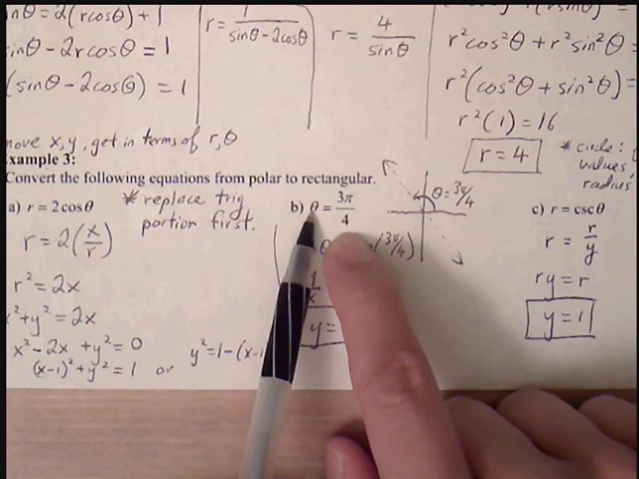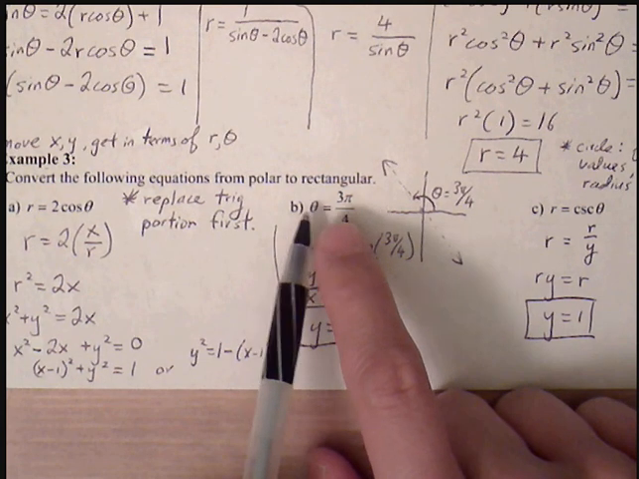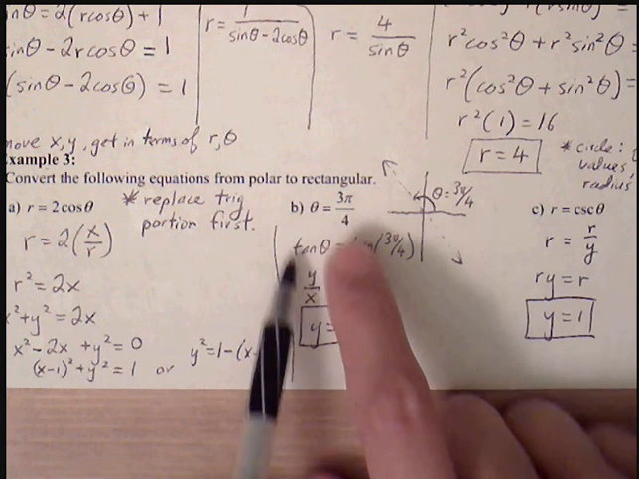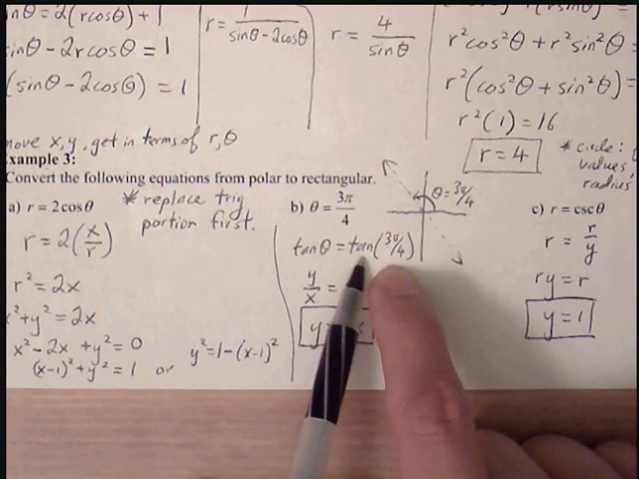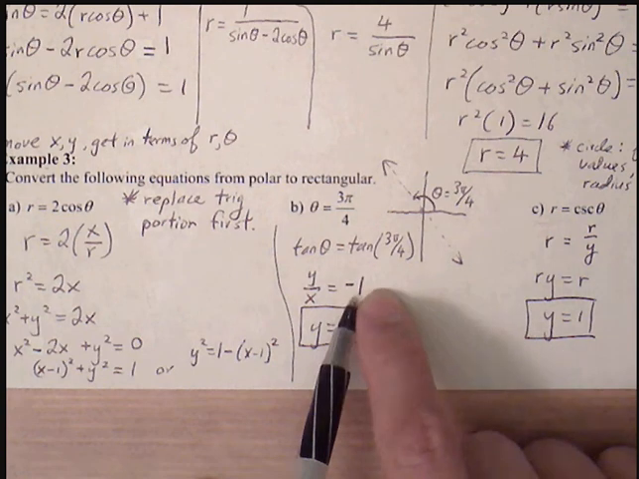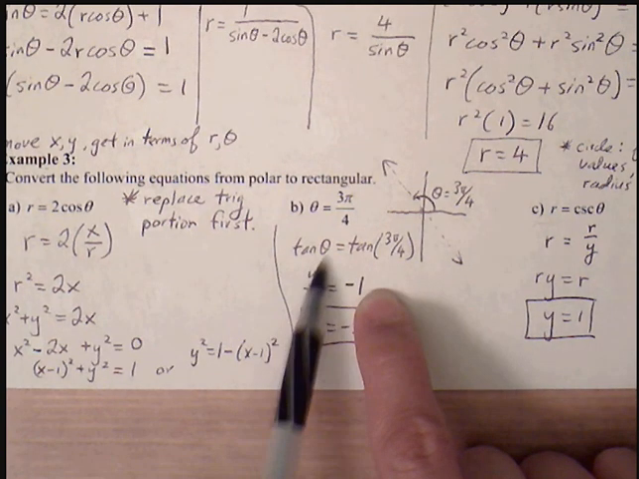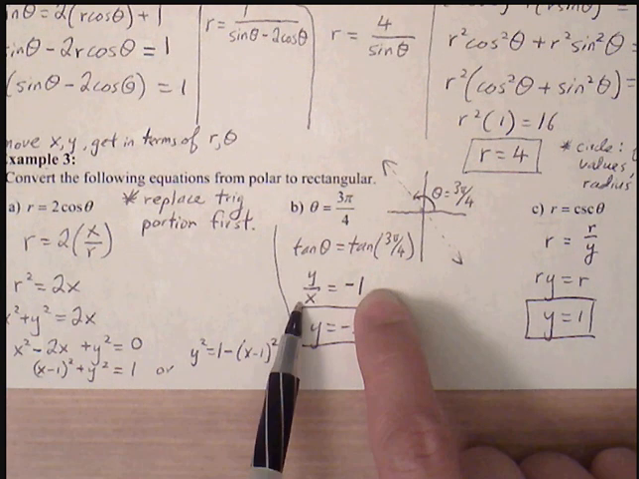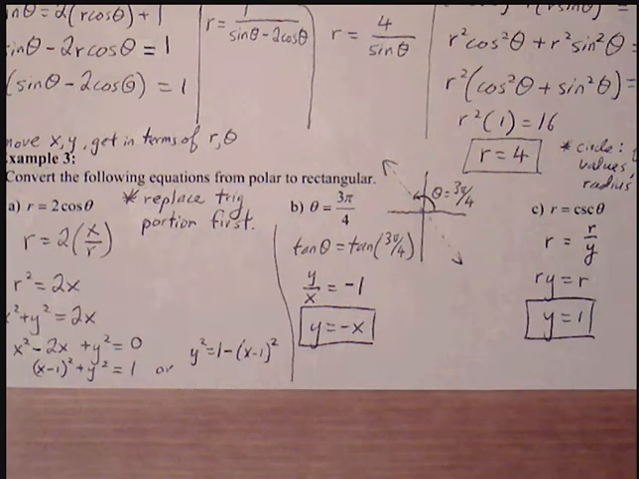Theta is equal to 3 pi over 4. Let's take the tangent of both sides. Okay, that will kind of help us to convert it a little bit further. So tangent of theta is equal to tangent of 3 pi over 4. Well, tangent of 3 pi over 4 is simply negative 1. Tangent of theta, we can replace that with y over x. So y over x equals negative 1. Solve for y by bringing the x over. So y equals negative x.